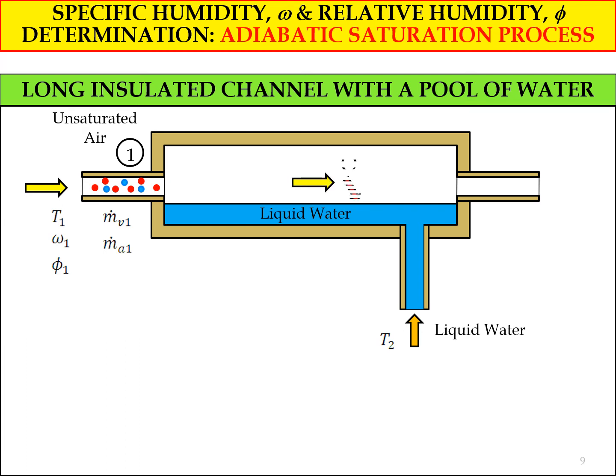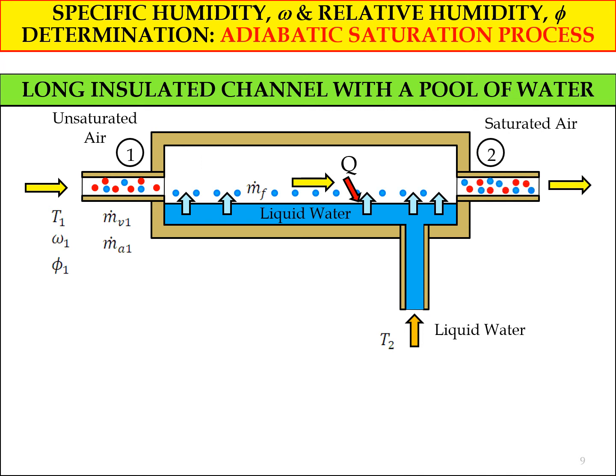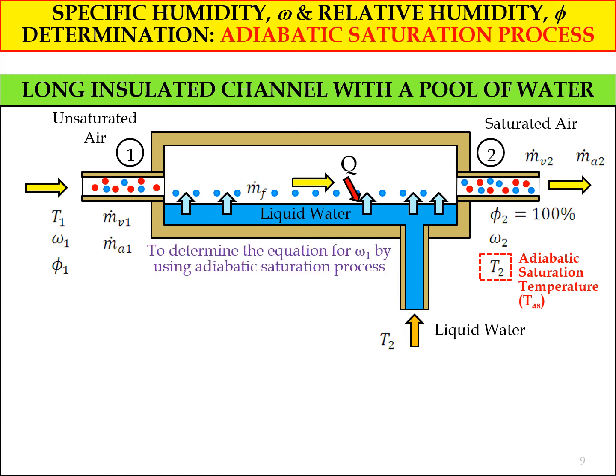with T1, and some of the heat coming from the unsaturated air will evaporate the liquid water in the channel, and the water vapor that evaporates is equal to m dot f. The output air turns out to be saturated air with 100% relative humidity, and the temperature at state 2 is called the adiabatic saturation temperature. So actually this process is used to determine omega 1 by using the adiabatic saturation process.